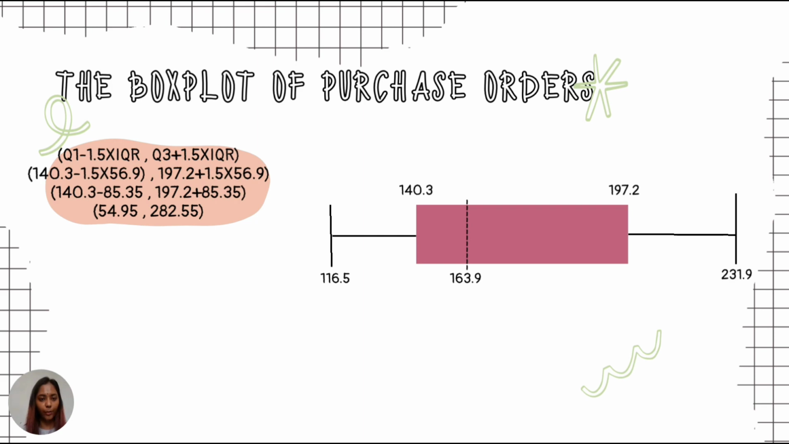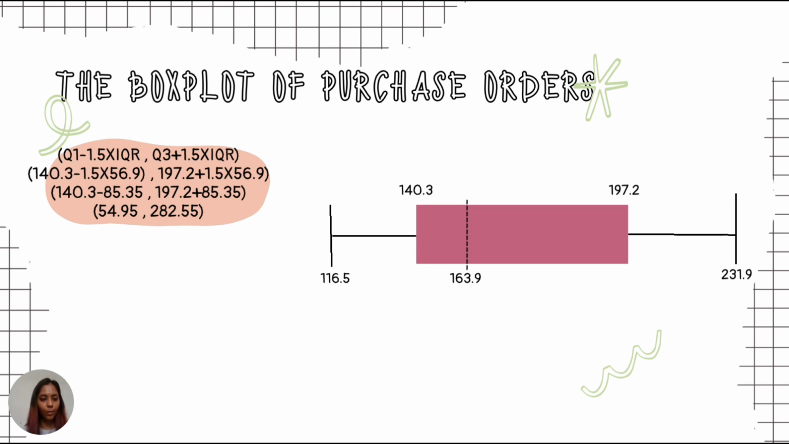Next, the box plot of purchase orders. Q1 minus 1.5 times IQR, and then Q3 plus 1.5 times IQR. 140.3 minus 1.5 times 56.9.